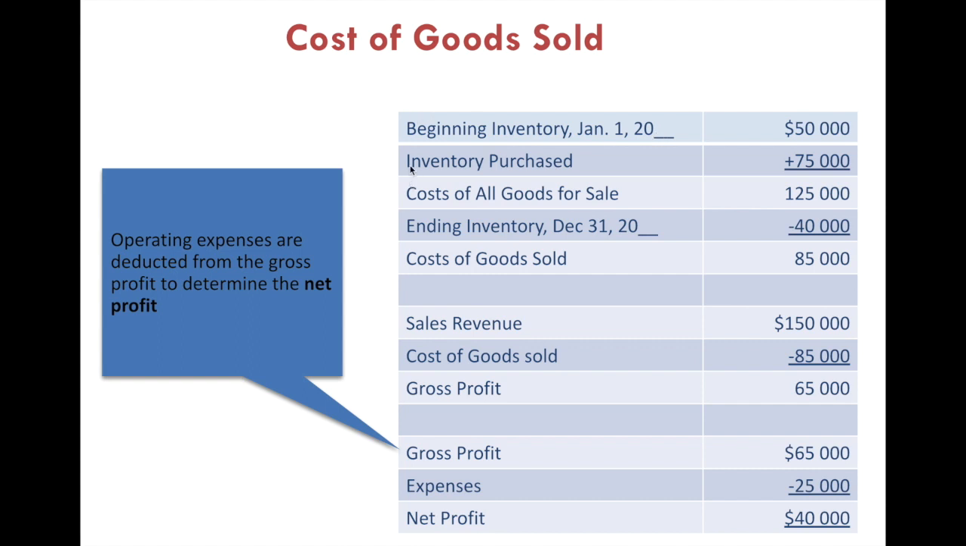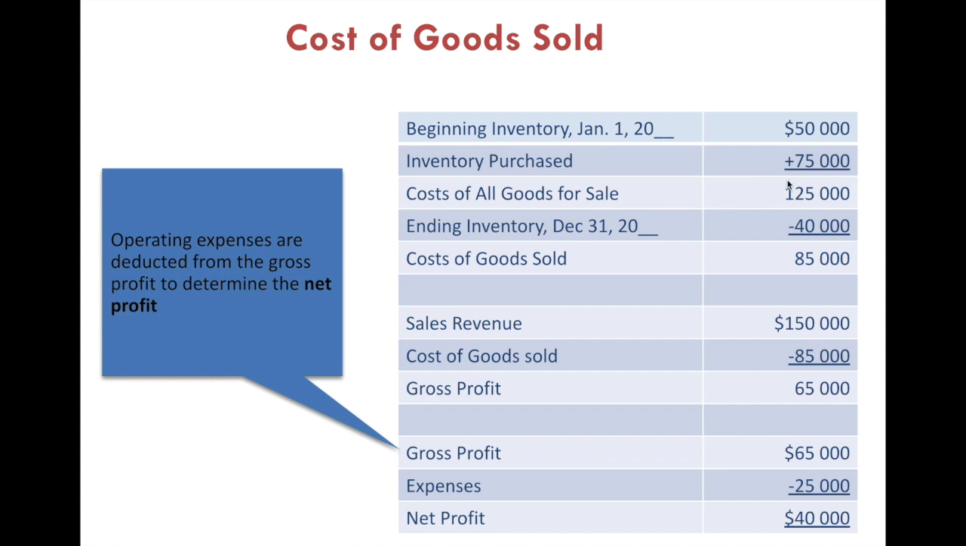To that, you add the inventory that you've bought. So companies always buy more inventory so that they have stuff to sell, right? So they have an existing beginning inventory. You then add whatever they've bought during the period to that, and that gives us our cost of all goods for sale, which means available for sale. So this is the cost of all the goods that we can sell as a company.